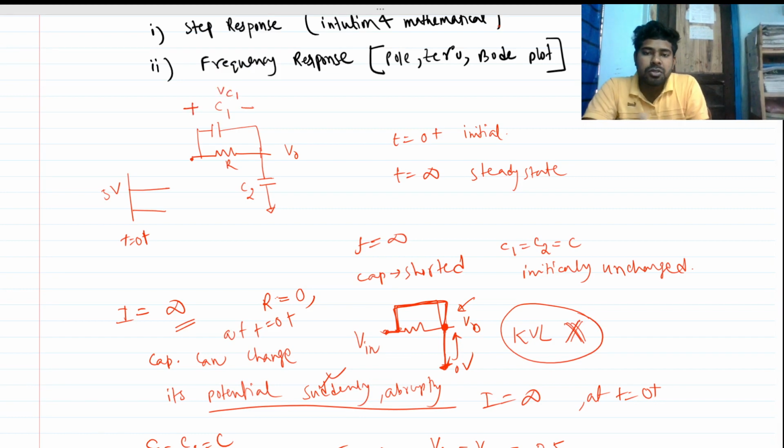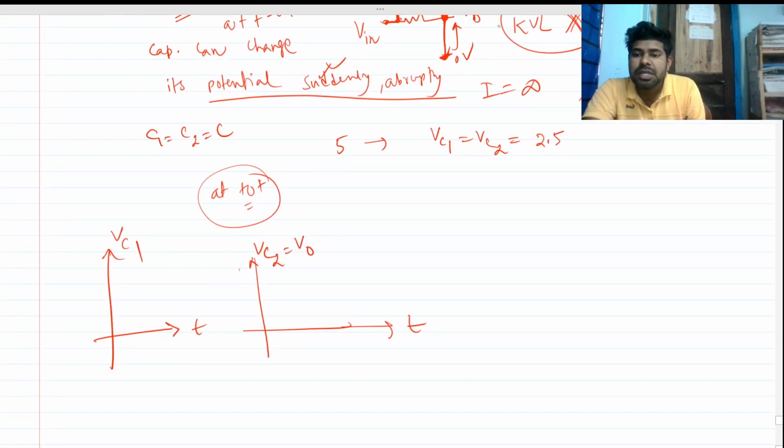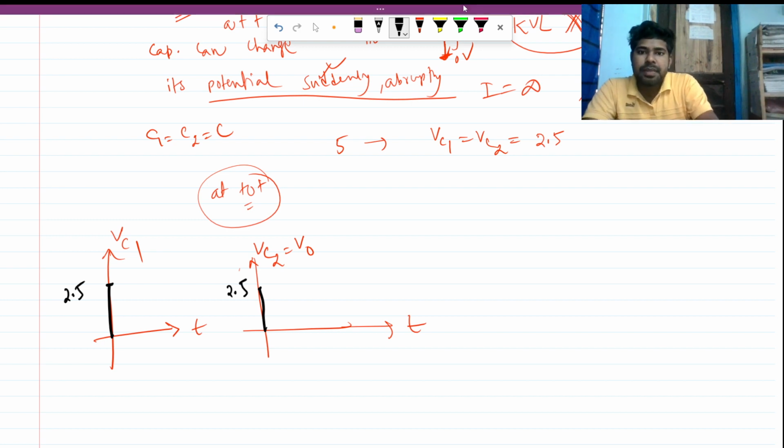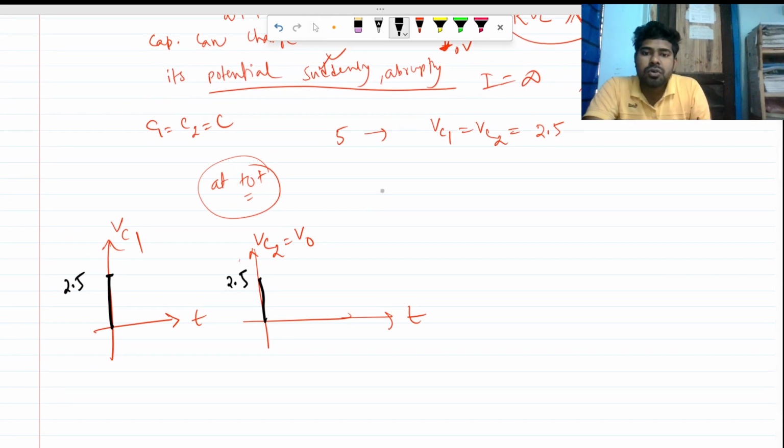So we can see the potential at t equals 0 plus is 2.5 volt. Basically previously it was 0 volt and suddenly it jumps to 2.5 volt. Let's say this is 2.5 volt, and this potential also jumps to 2.5 volt. Now what will happen at steady state? Now let's say at t equals infinity.